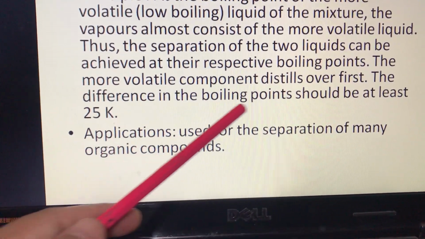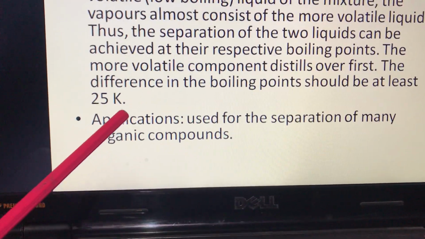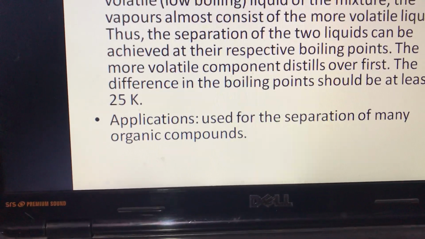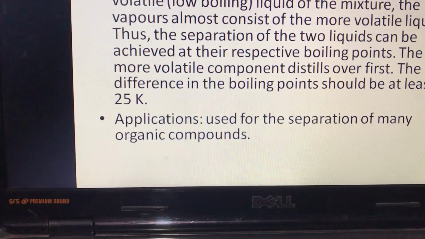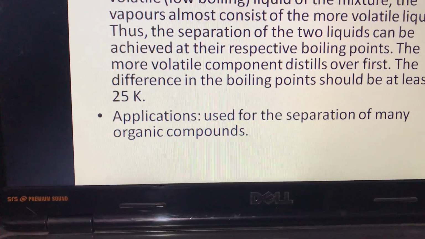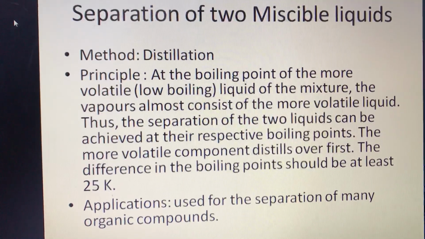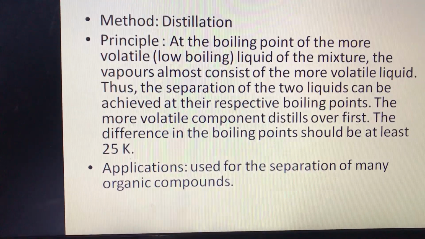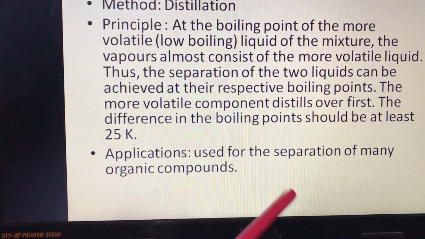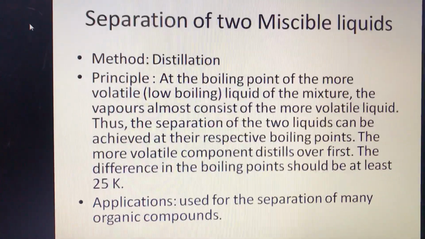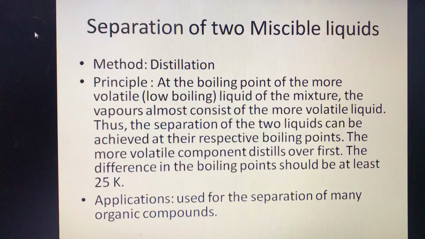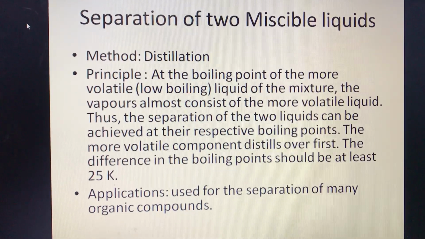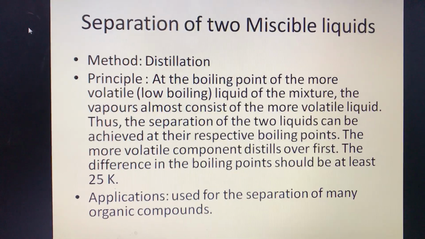The difference in the boiling point should be at least 25 Kelvin. Okay, so the difference should be at least 25. It can be higher than 25 degrees Celsius or 25 Kelvin. Kelvin is another unit of measuring temperature. Okay, applications: it is used for separation of many organic compounds. Many organic compounds are formed in nature in the same substance, so they are separated by this method.